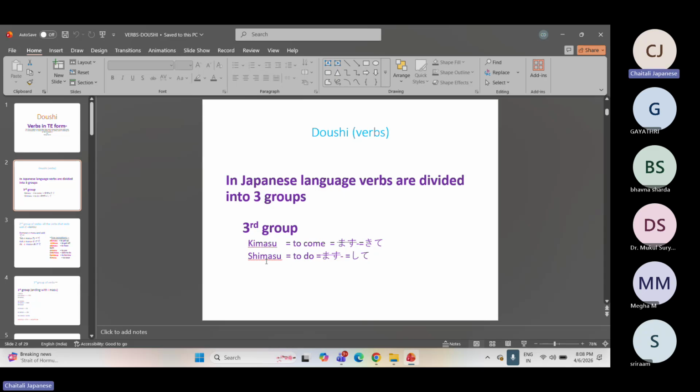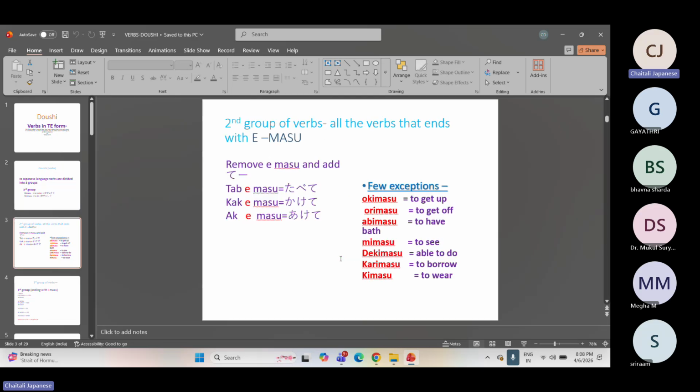Okay, everyone? Kimas, kite, shimas, shite. Simply remove mas and add te. Kimas, kite, shimas, shite. The third group will have only these two verbs. Okay. Only these two verbs your third group will have. Coming to your second group.